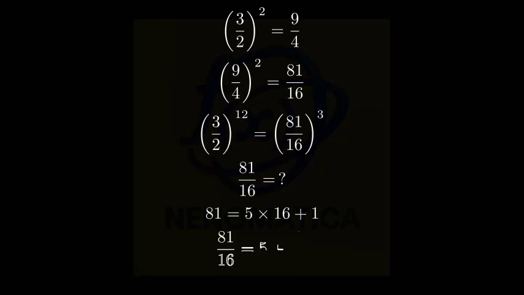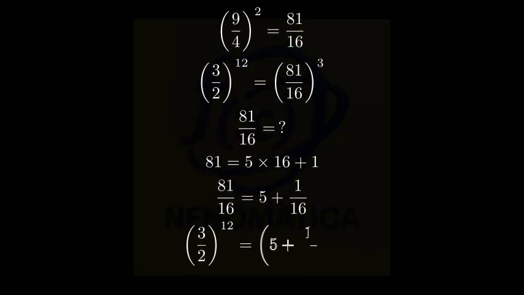Dividing 81 by 16, we get 5 with a remainder of 1. So 81 over 16 equals 5 plus 1/16. This gives us 5 plus 1/16, all cubed. This rewriting step might seem strange at first, but it will make the next step much clearer.